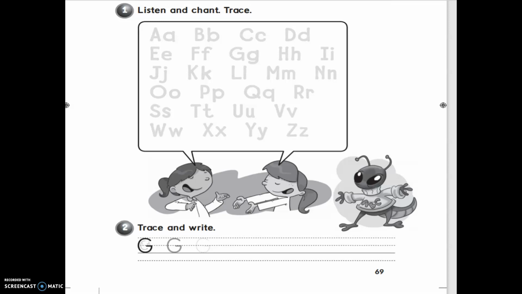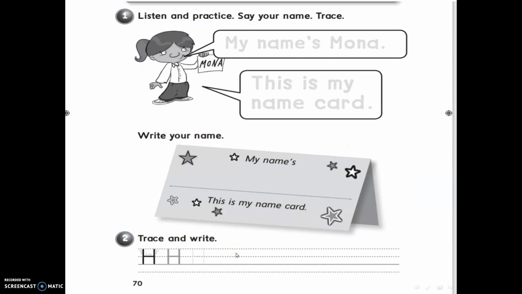Great, you did it. Now trace the light gray letters. Then do exercise 2. Trace and write. Okay, girls, I want you here to trace the gray letters here. Trace the gray letters, then trace and write letter G. Okay? Now, listen and practice. Say your name and trace. Are you ready for goal 8? Good. Let's start. I can make my name card.